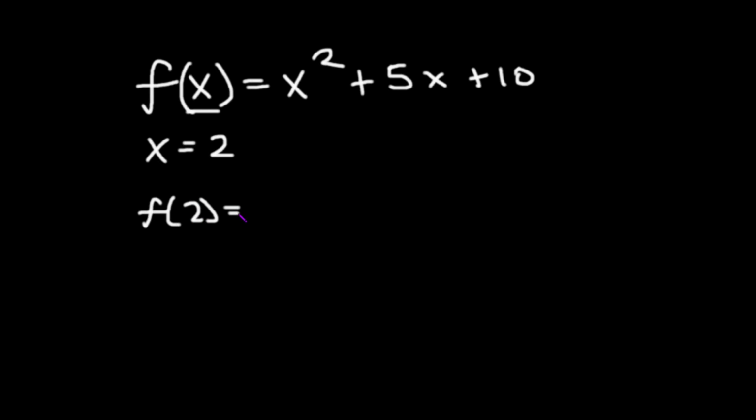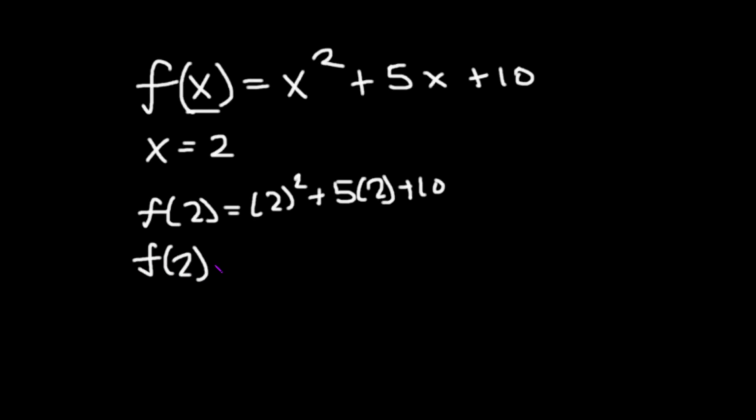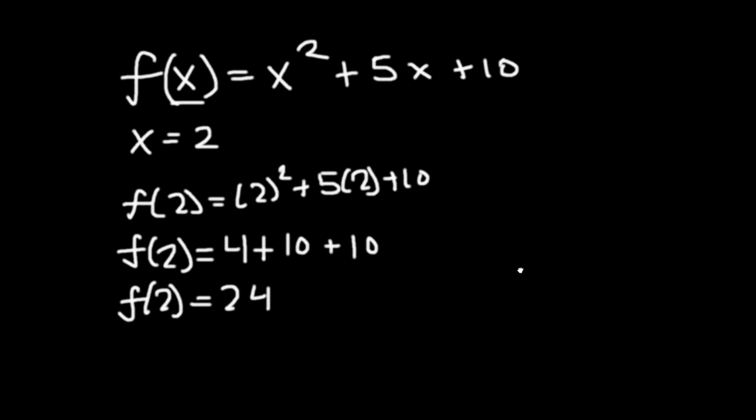This is good communication skills. So let's substitute everything as 2. So 2 squared plus 5 times 2 plus 10. The constant term doesn't have an x, so you wouldn't change that. So now f of 2 is equal to 2 squared, which is 4, plus 5 times 2, which is 10, plus 10. And then f of 2 is equal to 10 plus 10 plus 4, which will give you 24. Alright, so what does this really tell you?